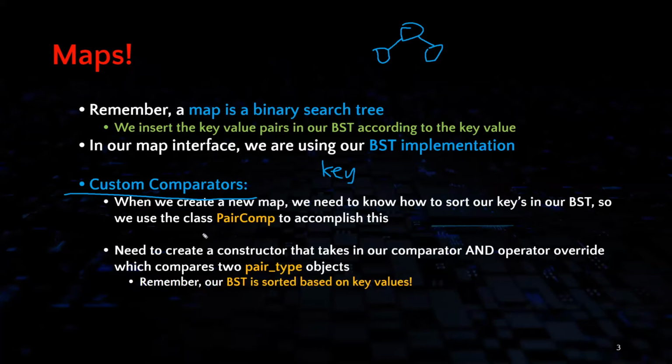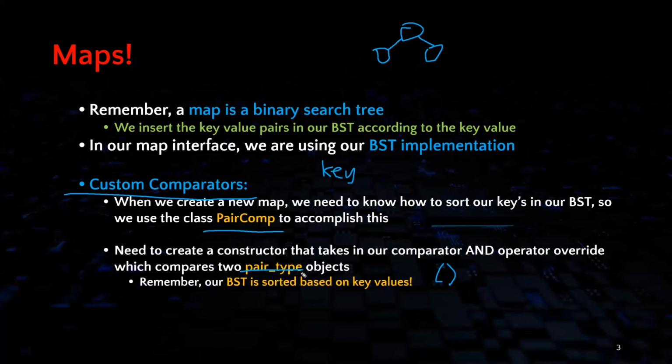So we have this class pair comparator to accomplish this. We need to do two things. We have to go ahead and create a custom constructor that's going to take in some comparator, and we also need to override the operator like this to take in two pair type objects and compare them. Remember, this is going to help us sort our binary search tree according to the pair types.